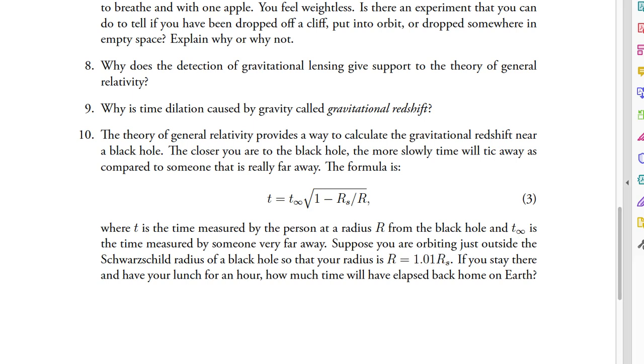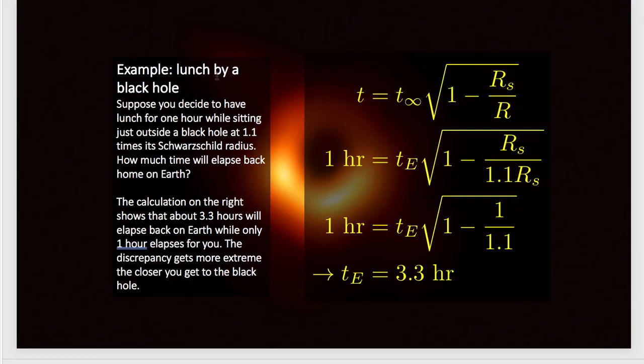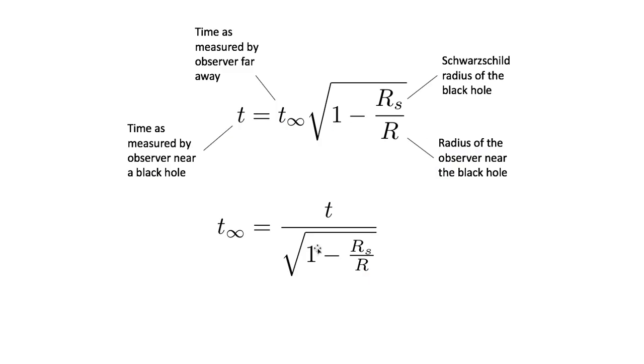There was a similar example in the PowerPoint for this week, the lunch by a black hole example, but it was a different distance away. You were at 1.1 times the Schwarzschild radius, and this is 1.01 times the Schwarzschild radius, so we're a little bit closer. All right, so how do we solve a problem like this?